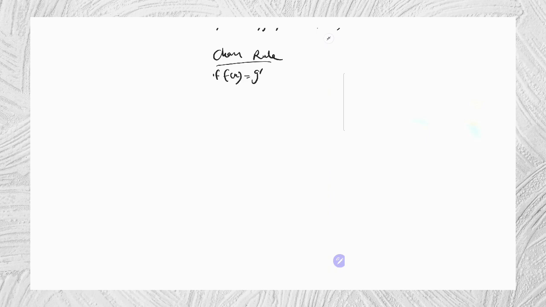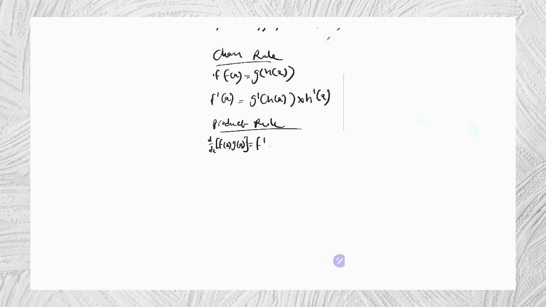Now for chain rule, if you have f of x is equal to g of h of x, if you differentiate f of x, you get the differentiation of g of h of x times differentiation of h of x. For product rule, d dx of f of x times g of x will give you differentiation of f of x times g of x plus f of x times differentiation of g of x.